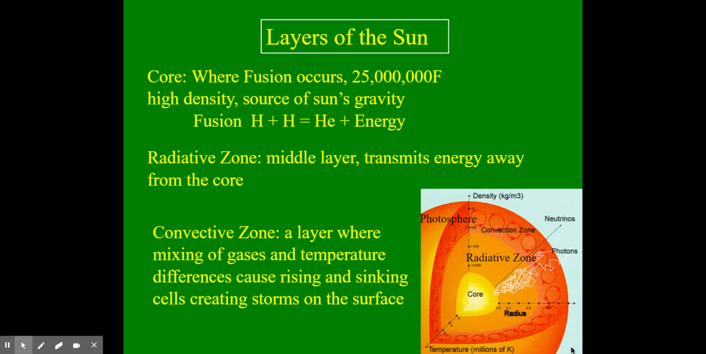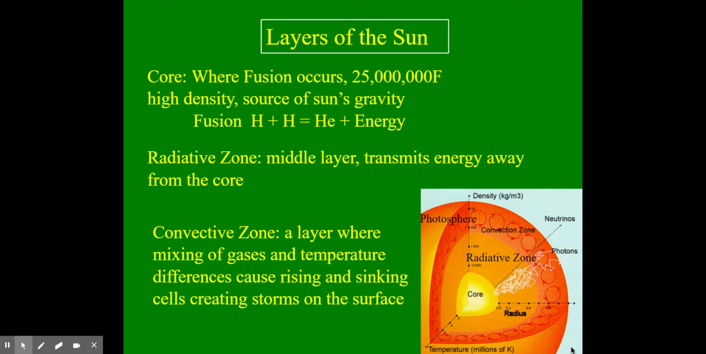What we want to focus on is that convective zone. That convective zone is very similar to Earth's mantle. It's a layer where the gases are mixing and there's extreme temperature differences, because that radiative zone is really, really hot, but the outside layer of the convective zone is right next to space. So it starts to get quite a bit cooler. So that temperature difference causes rising and sinking convection cells.